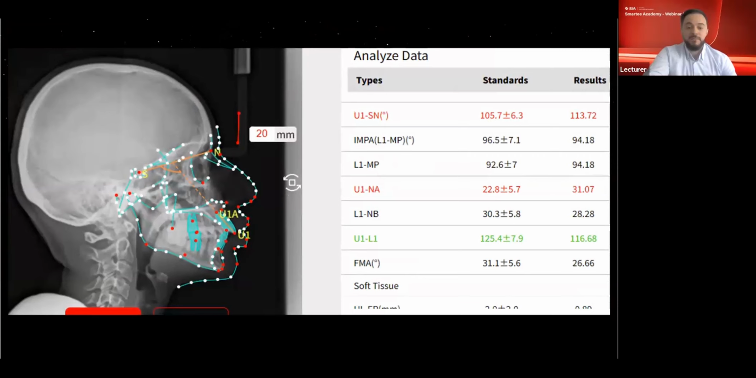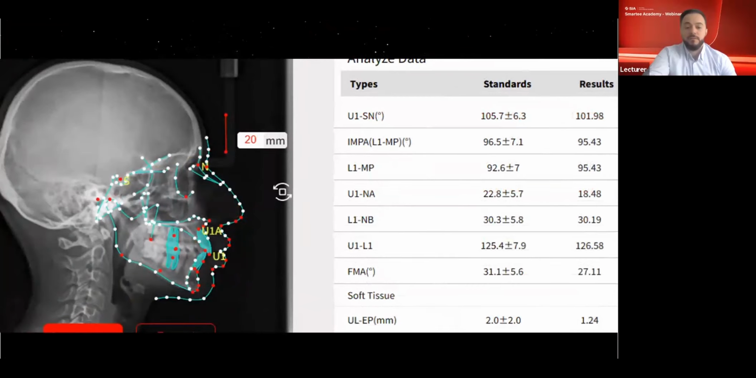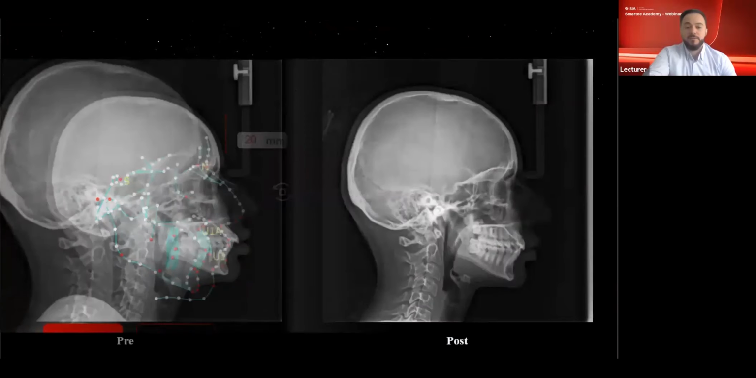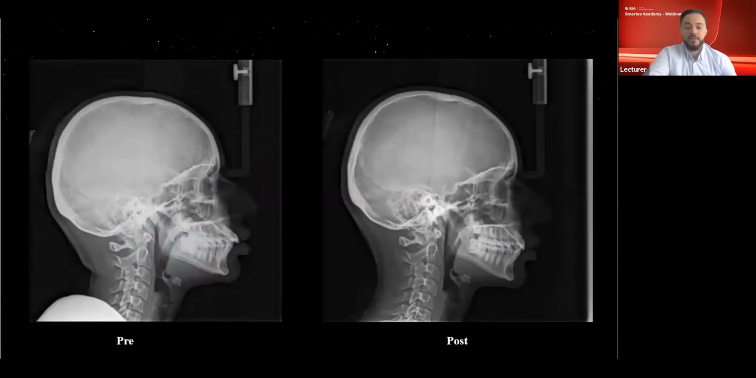On the X-ray superimposition, we managed to change the upper incisor inclination from this to that, and that's the pre and post tracing.